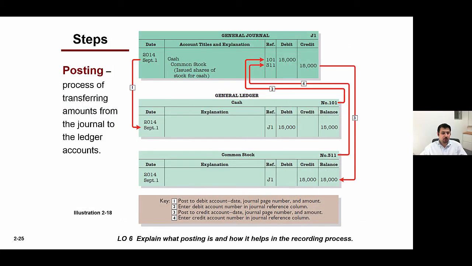The next step is posting. This is where we transfer the information from the journal to the ledger accounts, the individual accounts in the ledger. We first transfer the information for the debited account. We start here with the date, the debit amount, and the balance, and we include the reference of the journal page.